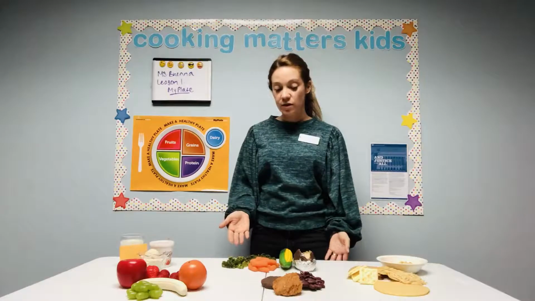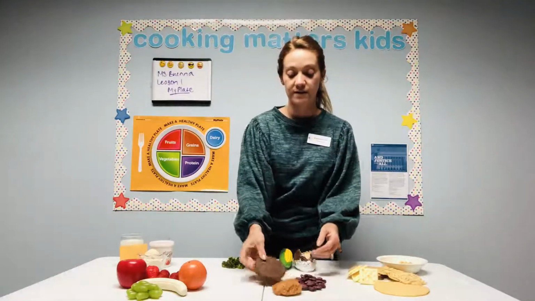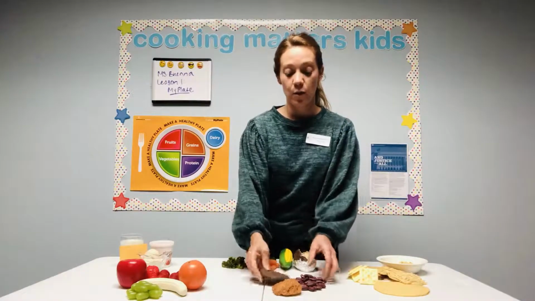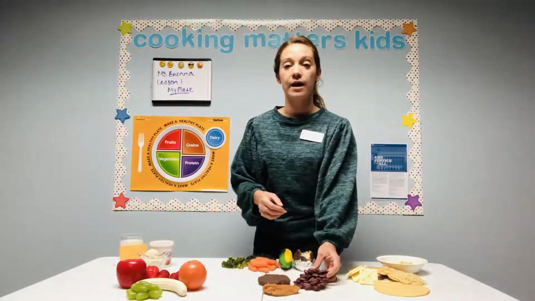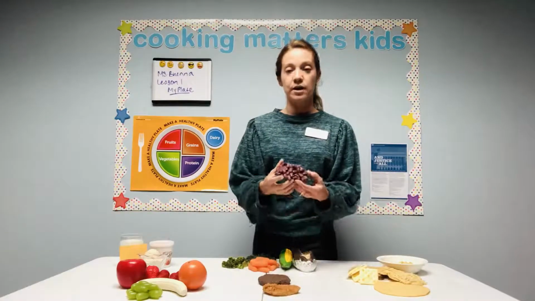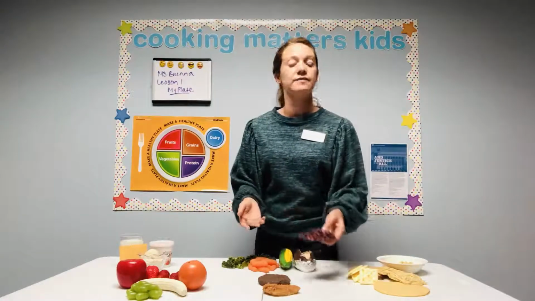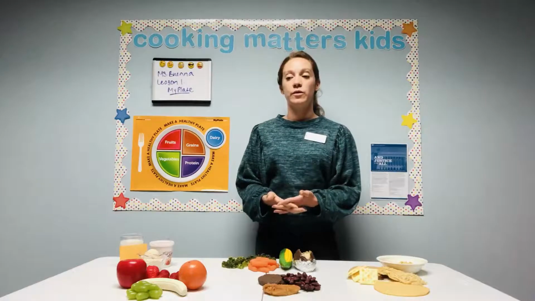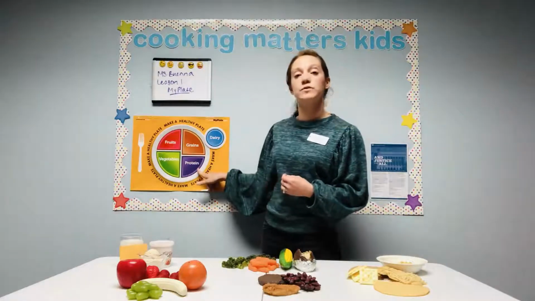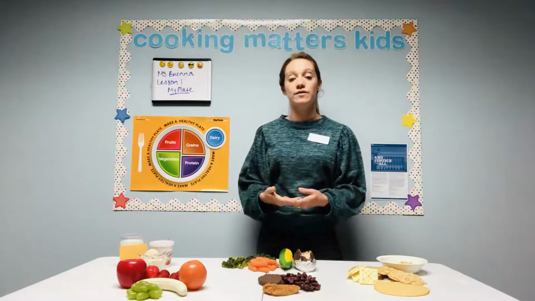So if we start with the protein group, we have things like beef or chicken, or if you wanted a plant-based protein, we have things like beans and nuts and seeds. But for the most part, the foods that you are going to be familiar with that fit into that purple protein group are foods that are going to come from animals.